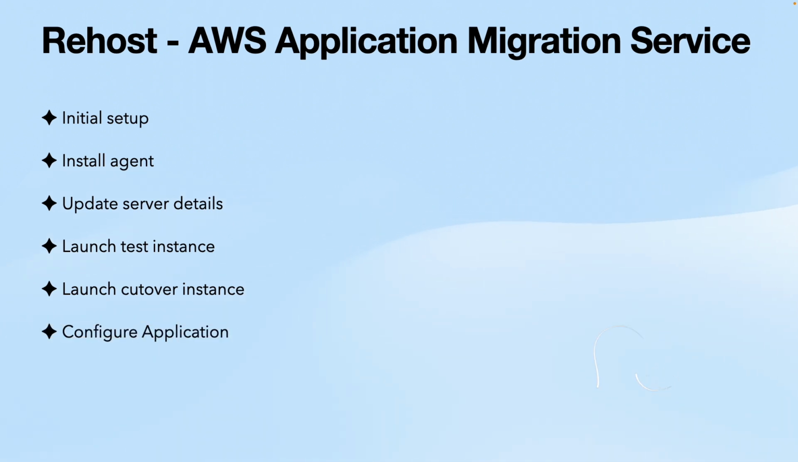Next, configuring the application. After launching the cutover instance, the AWS Application Migration Service has created the final EC2 instance in the target environment. This instance was created based on the data from our source server, which means that our workload is still configured to the source environment. Now it's time to update the application configuration to use the database from the target environment, which was previously migrated to AWS RDS database using AWS Database Migration Service.